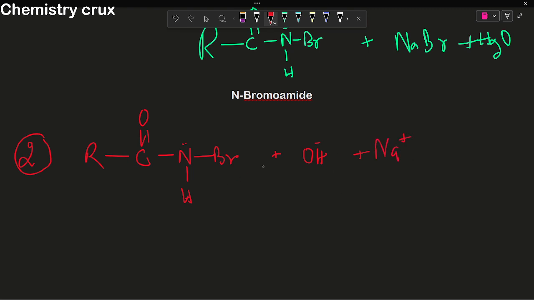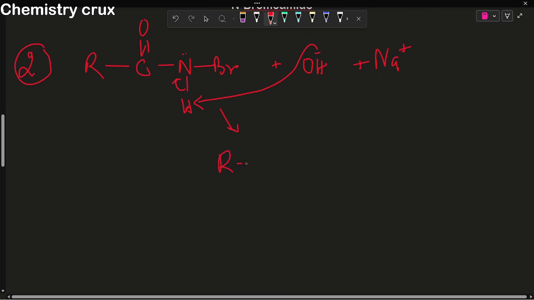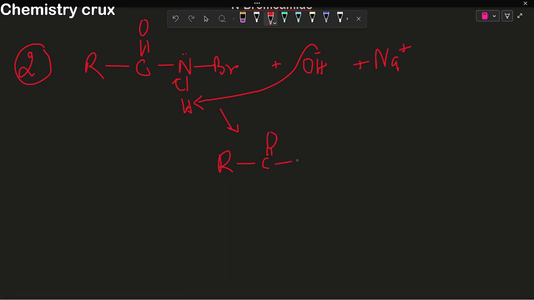Let's draw that on this side. So this OH negative this time extracts this proton, and this bond pair is converted to the lone pair of nitrogen. Fine, we get something like this. So we get R, C, O, N, two lone pairs of electrons on this nitrogen and a negative charge, and Br. Fine.